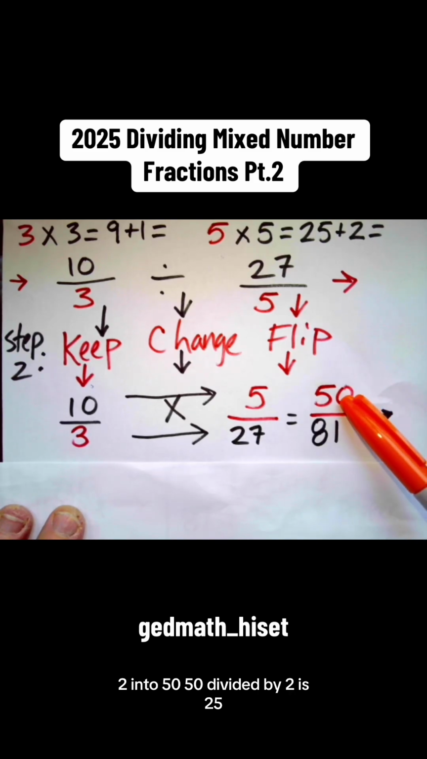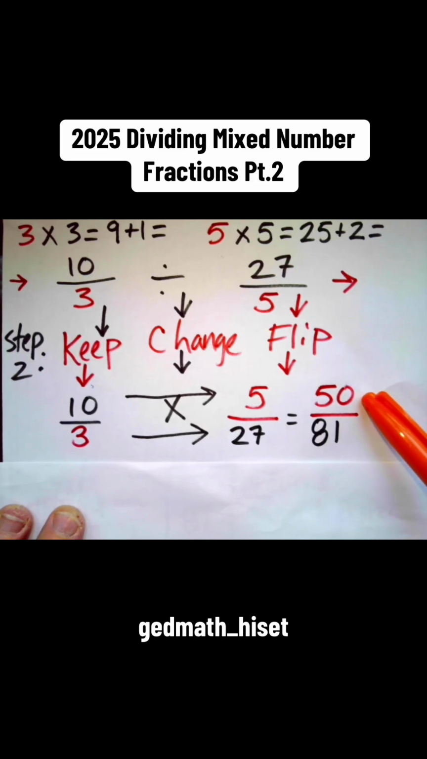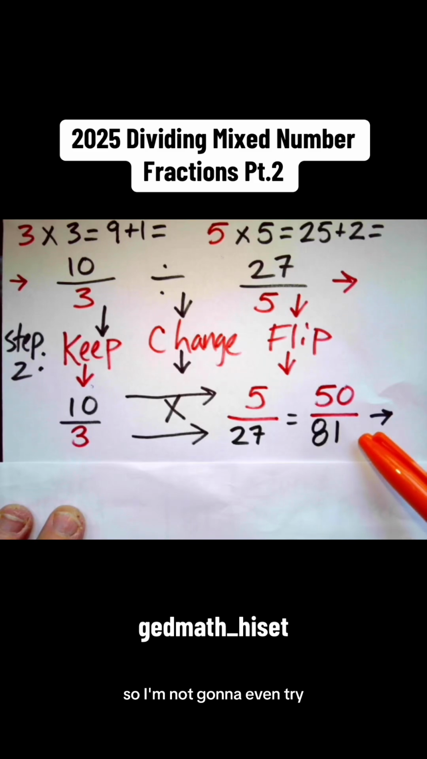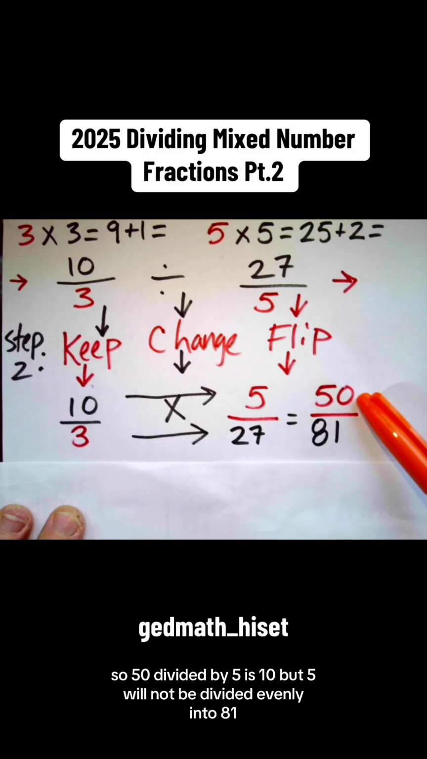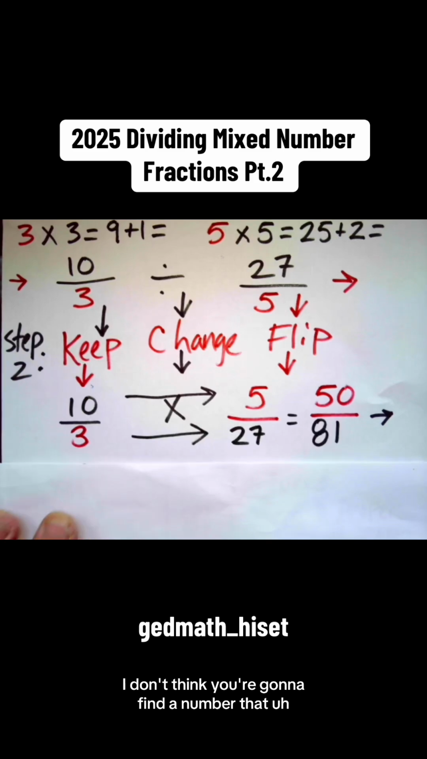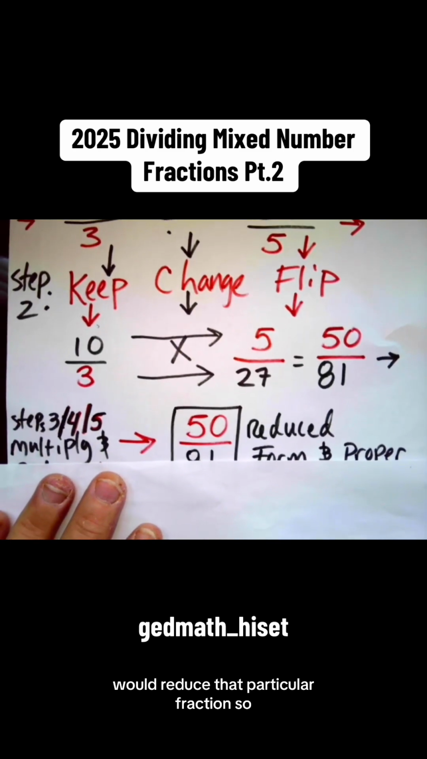2 into 50, 50 divided by 2 is 25. 81 divided by 2 leaves me a remainder, so I cannot use 2. Let's try 3. 3 will not divide evenly into 50. It'll leave me a remainder, so I'm not going to even try on the denominator. Will 4 go into 50 evenly? No. How about 5? 5 times 10 is 50, so 50 divided by 5 is 10. But 5 will not divide evenly into 81. You could keep on trying, but I don't think you're going to find a number that would reduce that particular fraction.